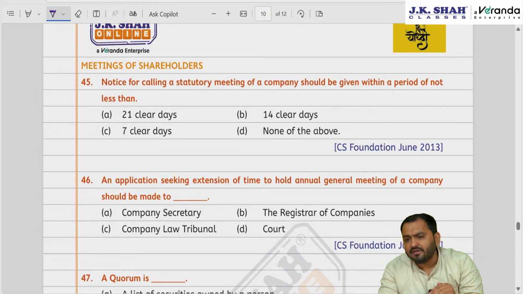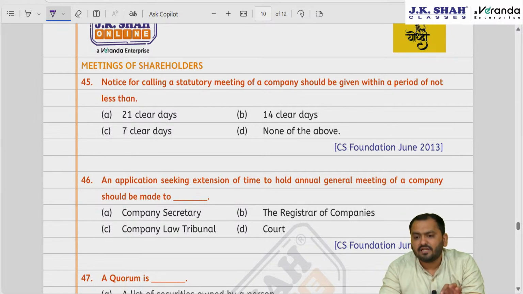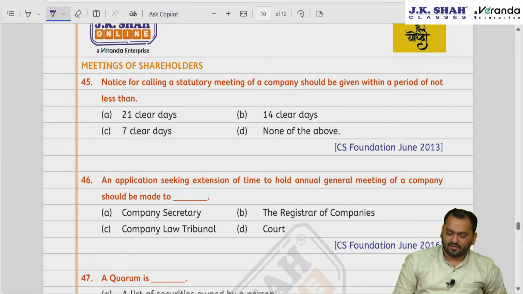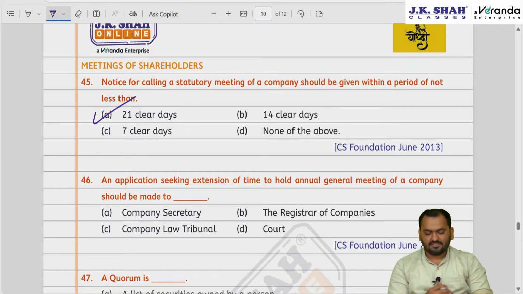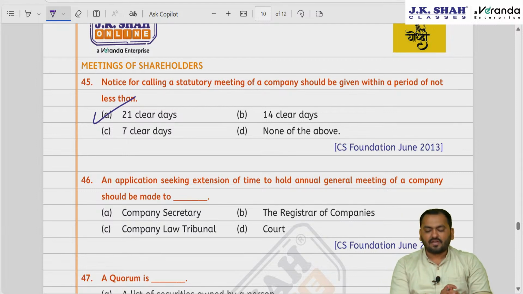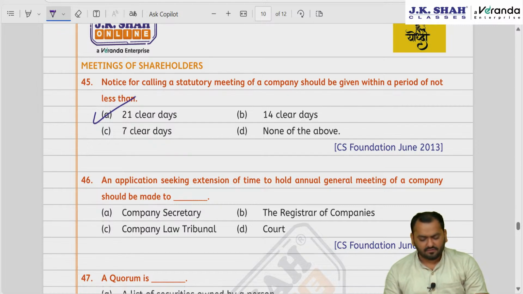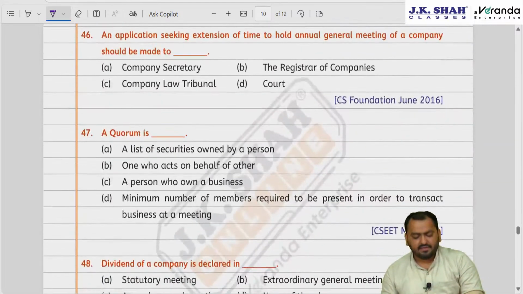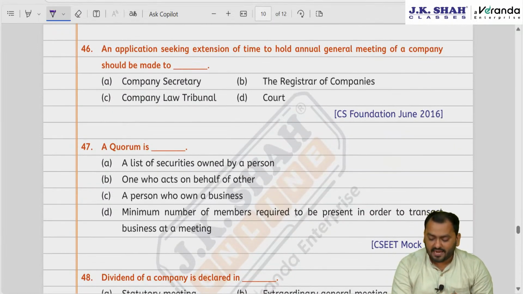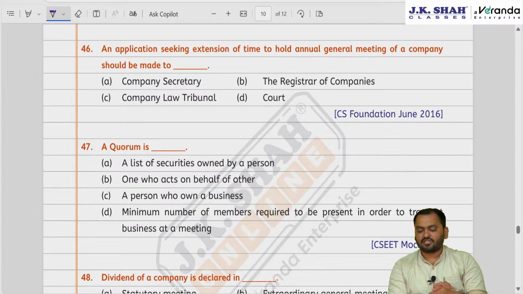To call a general meeting, company is required to give at least 21 days prior notice. Are you getting my point? Minimum 21 days prior notice is required to be given to call any general meeting. So the answer is 21 days, option A. Then, an application seeking extension of time to hold AGM of company should be made to dash.